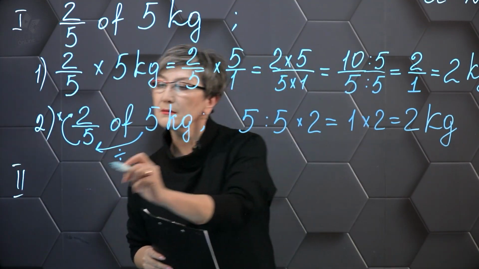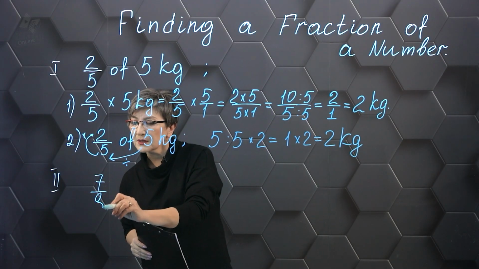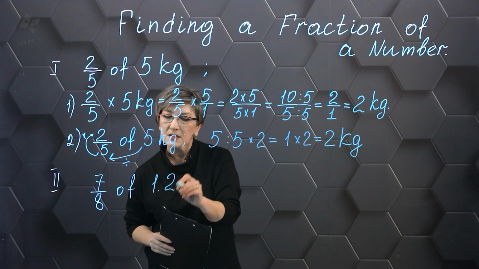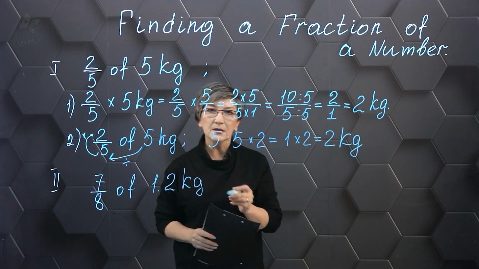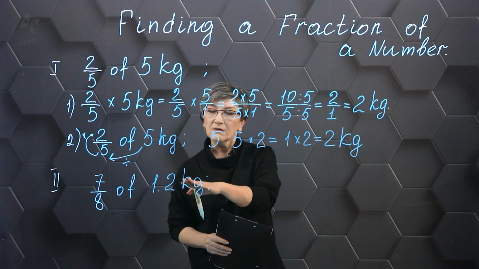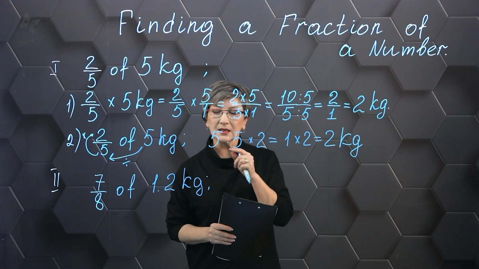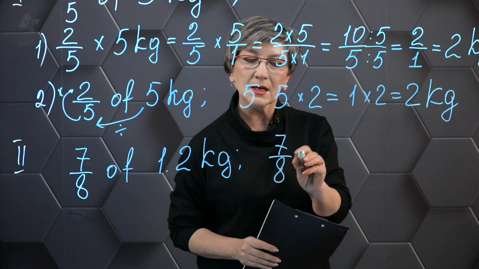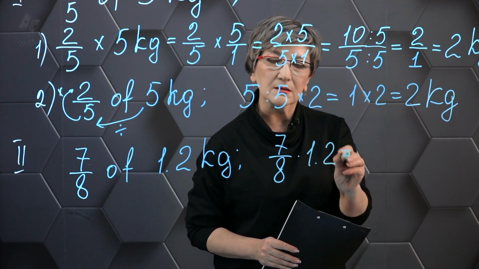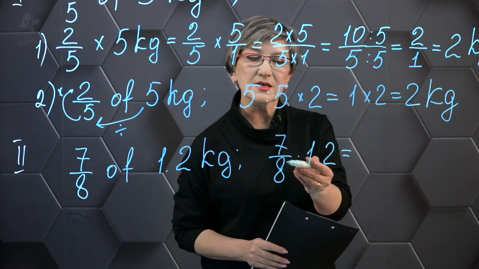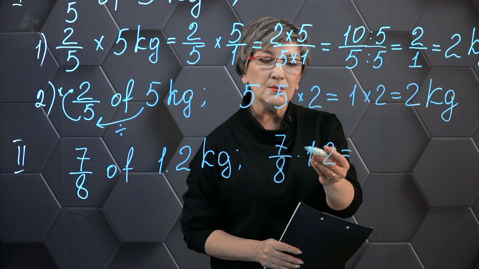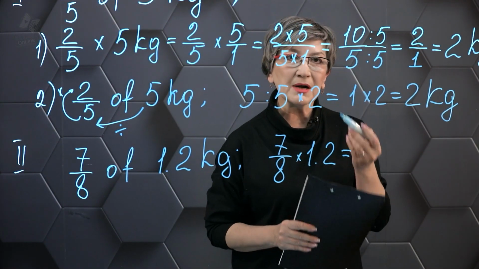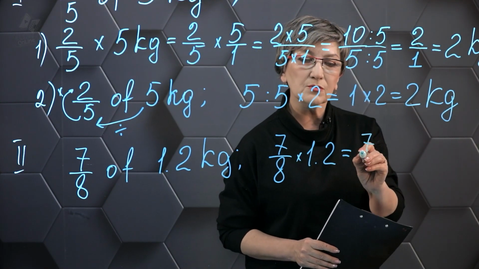We need to find 7/8 of 1 whole 2/10 of a kilogram. What do we do in this case? Let's use one of these algorithms. To do this, we multiply 7/8 multiplied by 1 whole 2/10. In order to multiply the fraction 7/8 by the mixed number, I need to convert it to an improper fraction. As a result, I get 7/8 times 1 whole 2/10.